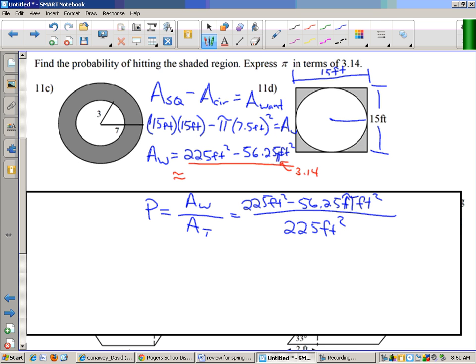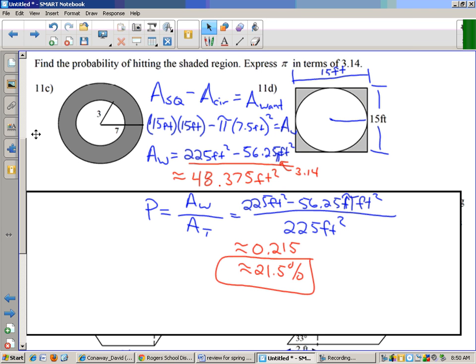Okay, so 48 is the answer to this part. 48 point, what did you say it was? 375 feet squared. Now that's just this part. Next, divide that by 225 feet squared. So 21%. So 0.215, which is 21.5%. I was way high. I said 30 or 40. That's way high. I was a bit off.